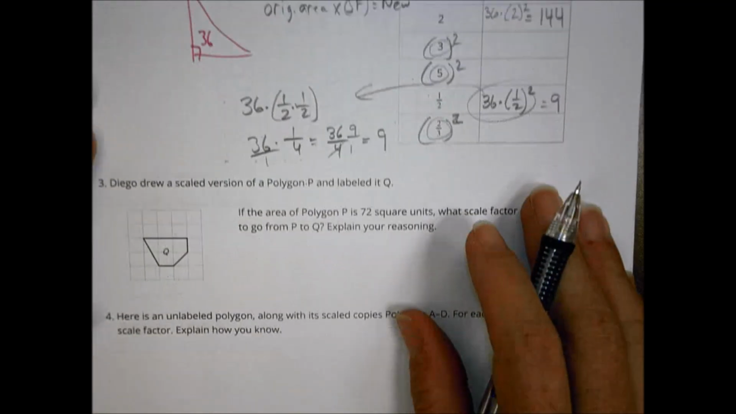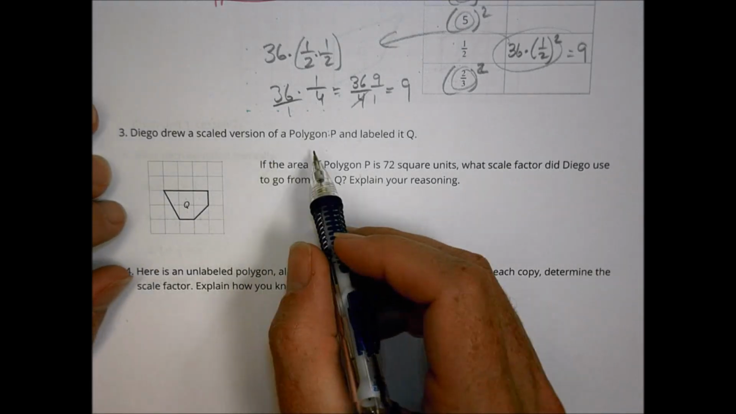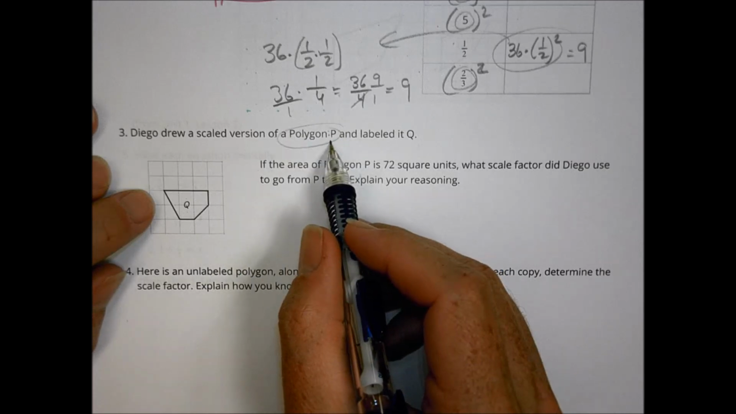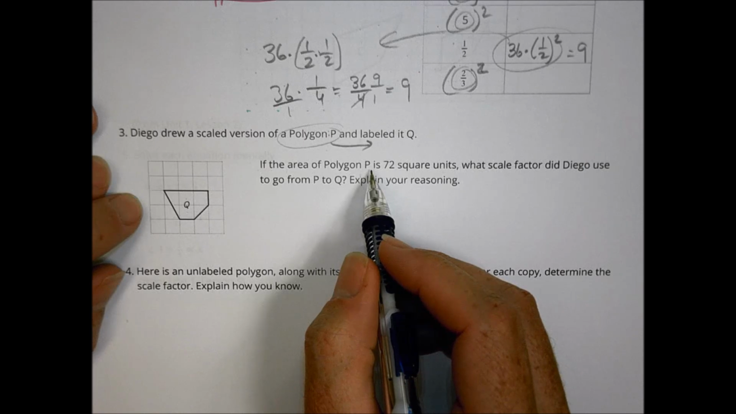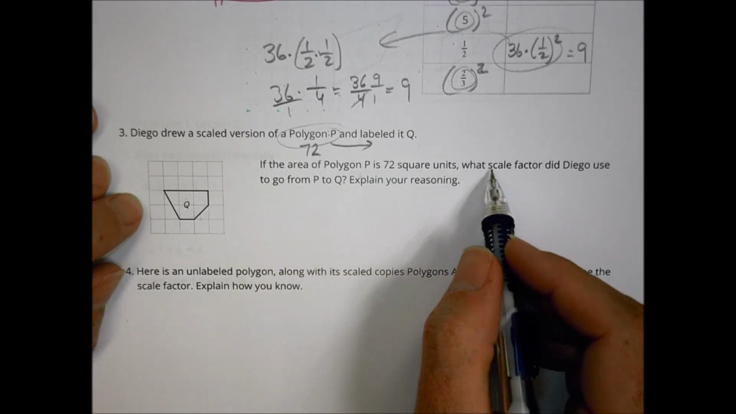Moving to number 3. It says Diego drew a scaled version of polygon P and labeled it Q. So there was something before and we went from P to Q. If the area of polygon P is 72 square units, so it was 72 to start with, what is the scale factor he used to go from P to Q?